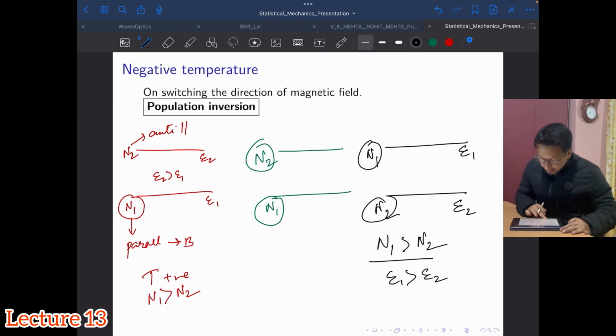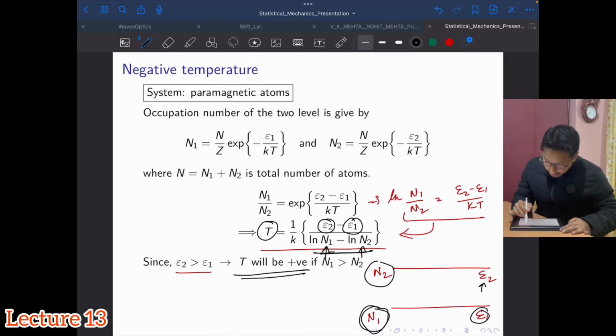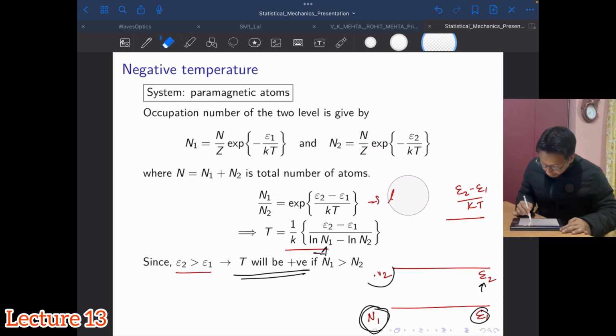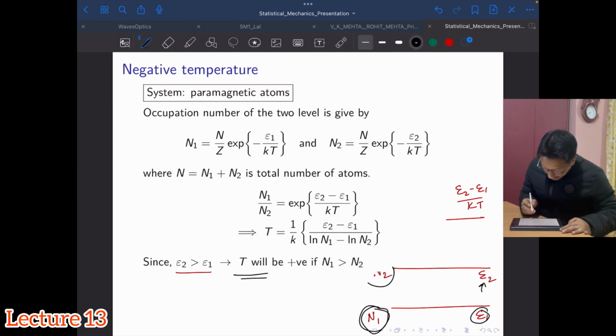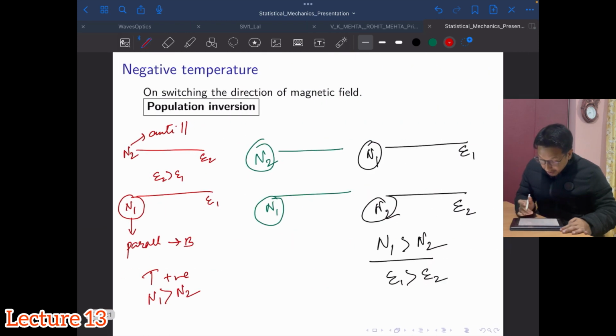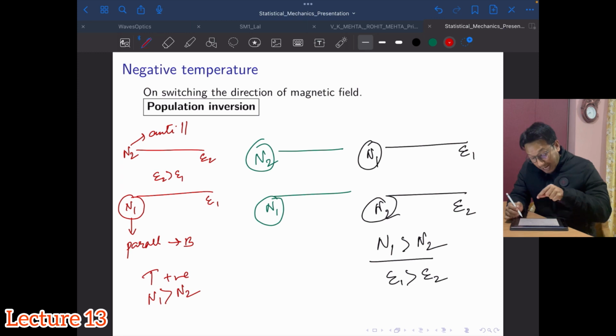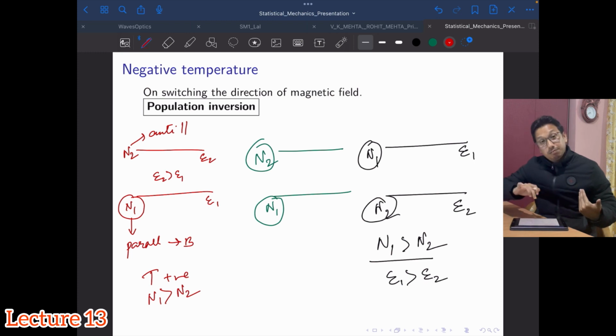Now let's go back to the temperature expression. Still N1 is greater than N2, which we already have, but here E1 is now greater than E2. Why? Because the atoms which were initially parallel to the external magnetic field were in a low energy state. Now, because I have switched the field, these atoms are in a higher energy state. So E1 is greater than E2.